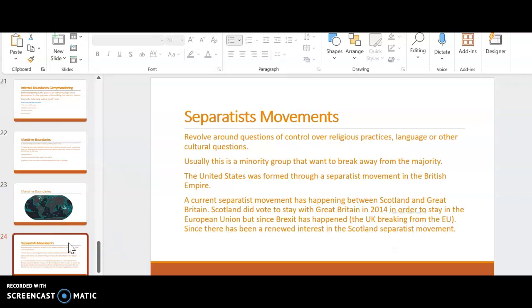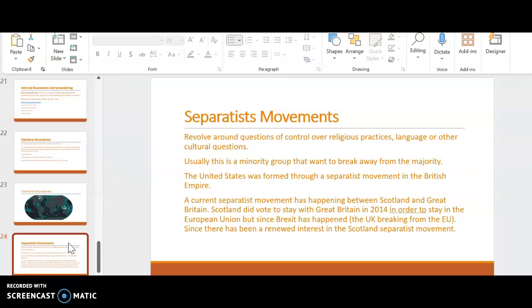The next thing that we're going to talk about are separatist movements, and depending upon what semester you take me in, you may have a devolution assignment, and there's of course information about what that term means and why it's important, but the rise of separatist movements is definitely a big thing to follow. They revolve around questions of control over religious practices, language, or other culture, and usually this is a minority group that wants to break away from the majority and they want to separate, right? So the United States was formed through a separatist movement in the British Empire, right? And a current separatist movement has happened between Scotland and Great Britain.